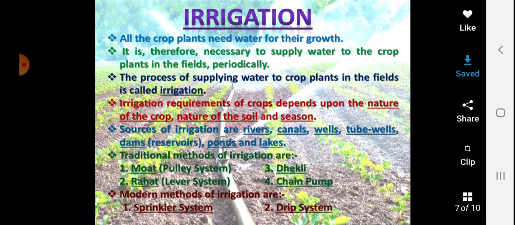Now what is the drip irrigation system? They keep pipes in the entire field, and in these pipes they make holes. So when water flows through the pipe, from these holes each and every plant or root receives an equal amount of water, and that's why it is called the drip irrigation system. This question is very important and can be asked for 2 to 3 marks: explain what is irrigation, what is the importance of irrigation, and by what ways we can perform irrigation.